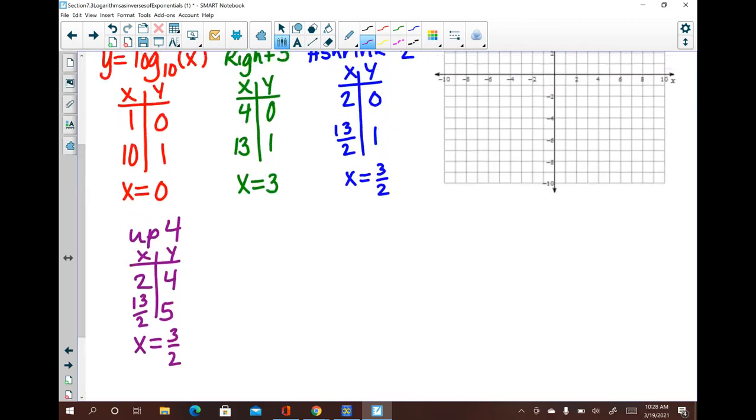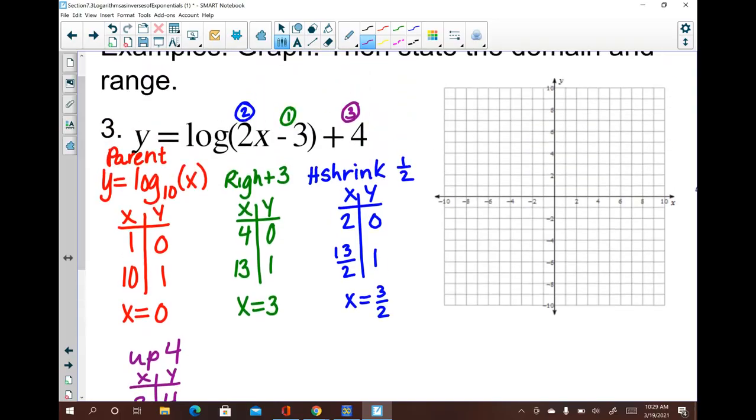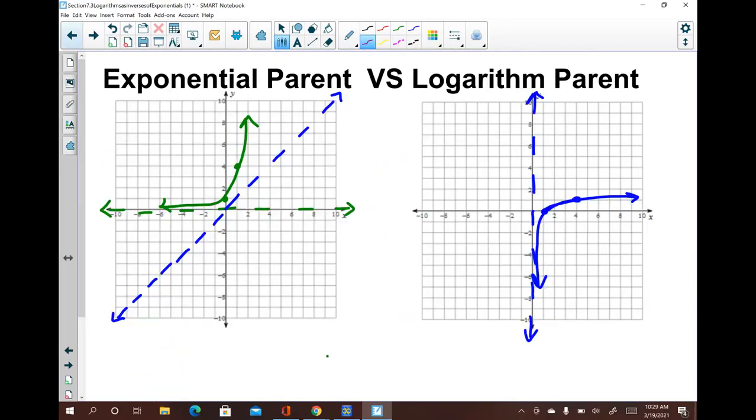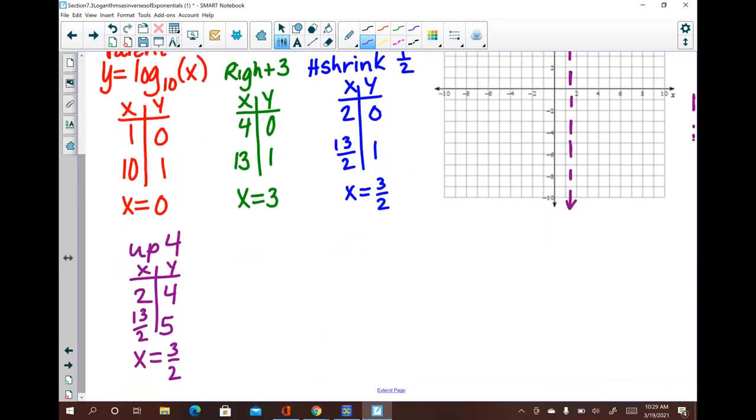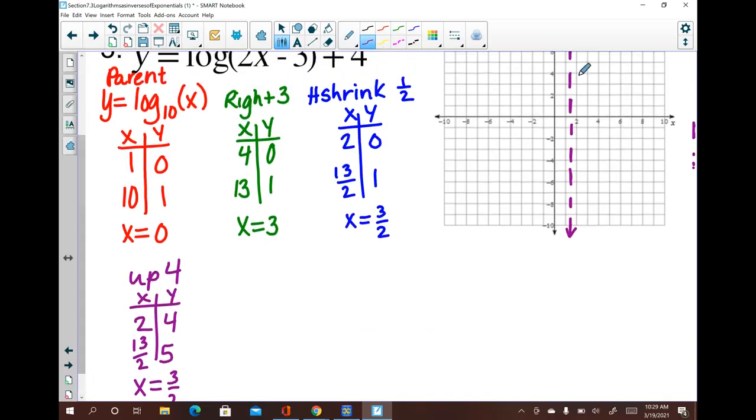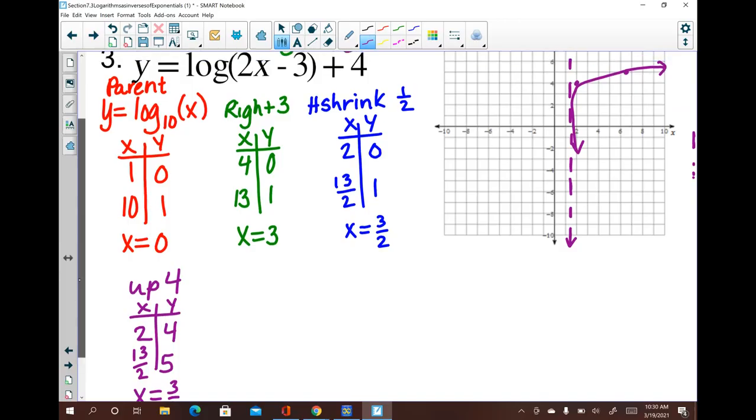I always graph my asymptote first. So x equals 3 over 2 is a vertical line right at 1.5. And go plot that. Now I had no reflection, so I'm expecting it to look like this parent logarithm just shifted around the graph and stretched or shrunk. I plot the points 2, 4, and 13 over 2, that's 6.5, 5. And I make my elbow shape that approaches this asymptote to the best of your ability. The elbow shapes can be hard sometimes.